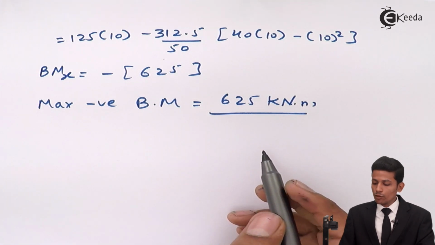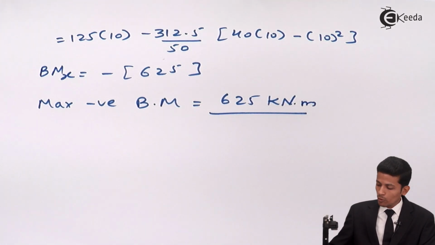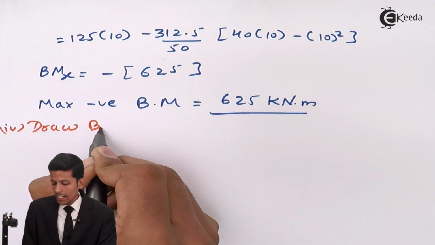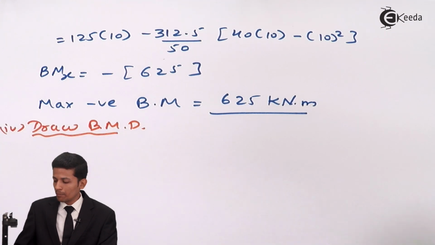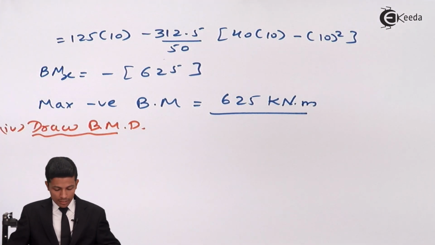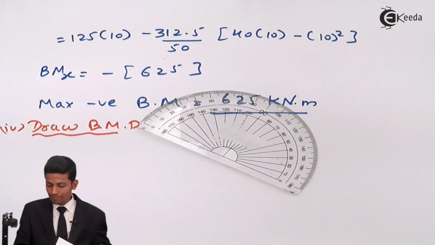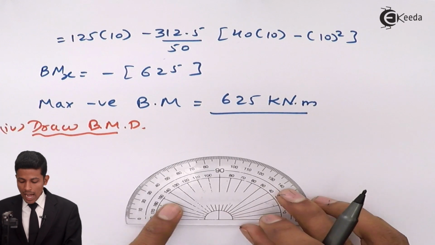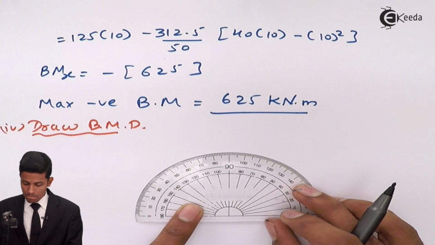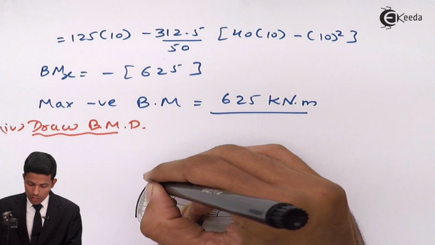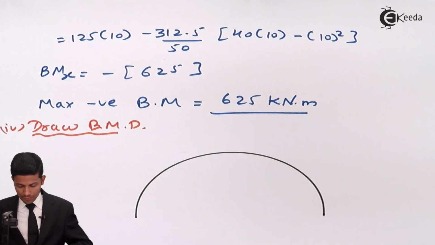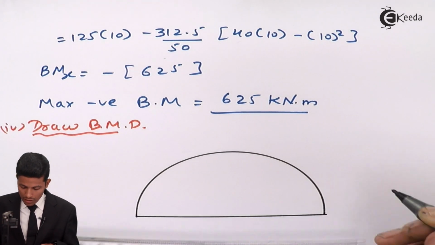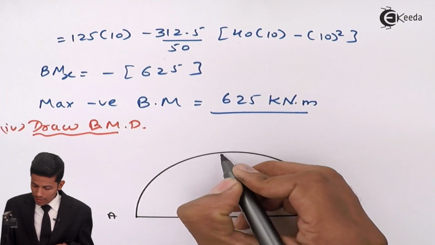Now after that we have to draw the diagram. Now our fourth step will be to draw the bending moment diagram. It's quite simple, friends. Now how will you draw? Since the chapter is arches, draw the arch first, like this. This is the A part, this is the B part, and this is your C part.